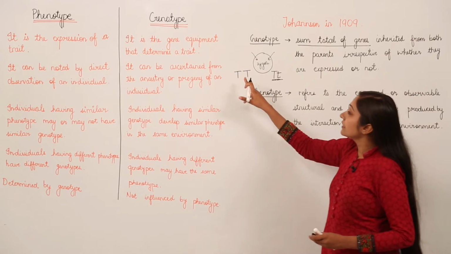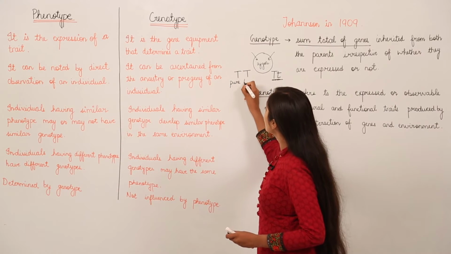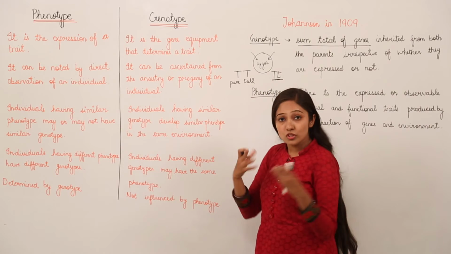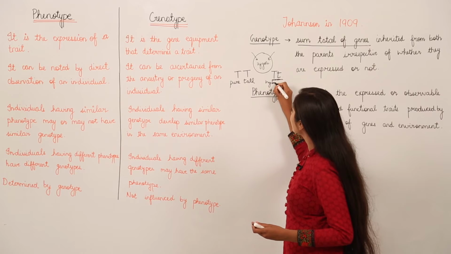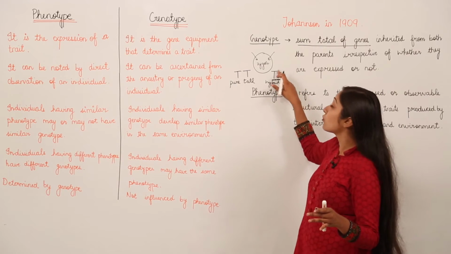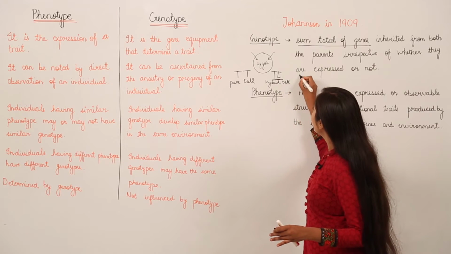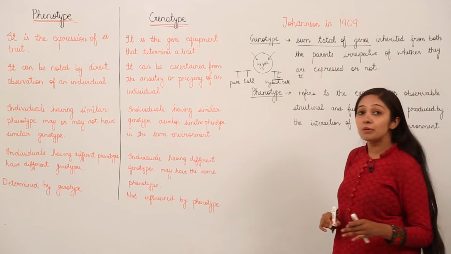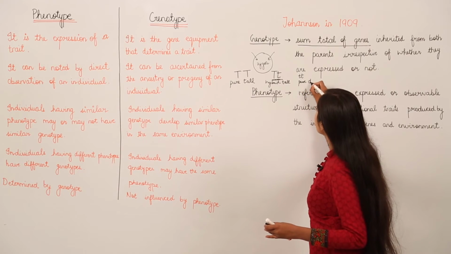So remember that this is for pure tall. This gene combination is for pure tall. This you can say will be a hybrid tall plant, because at least it has a gene for the recessive character also, for dwarfness also. So hybrid tall. And if we have a combination like this, this will be pure dwarf. So this is what a genotype is.